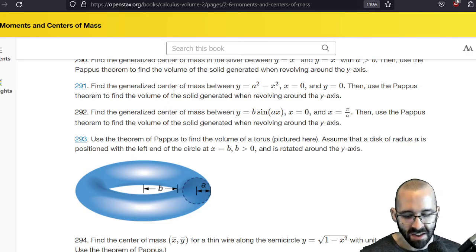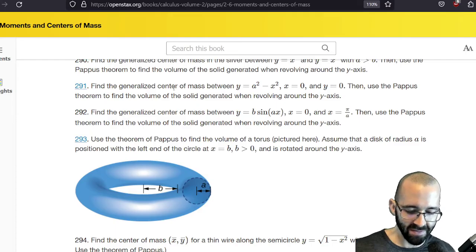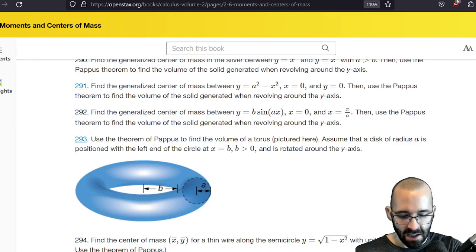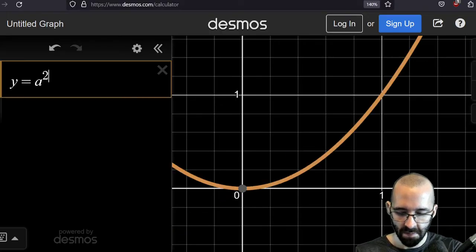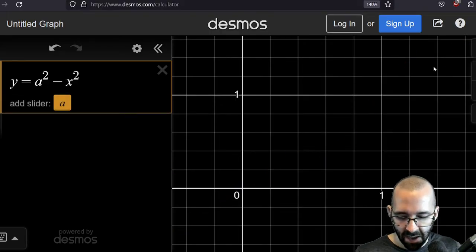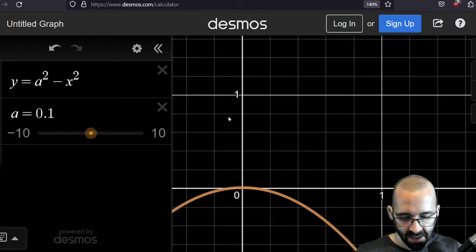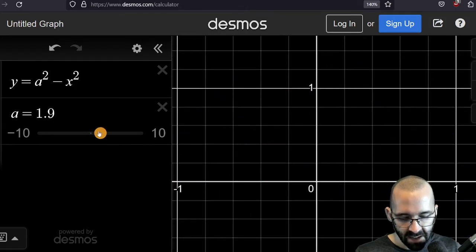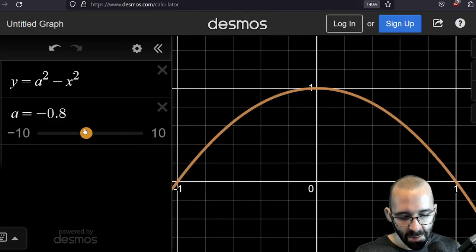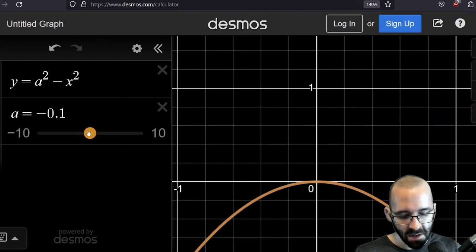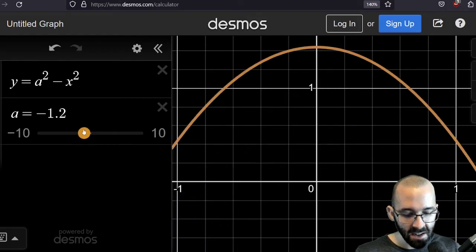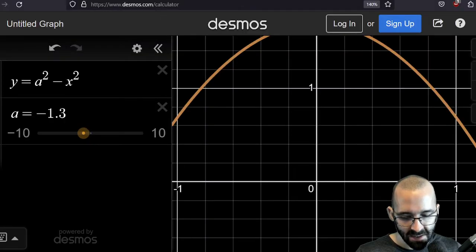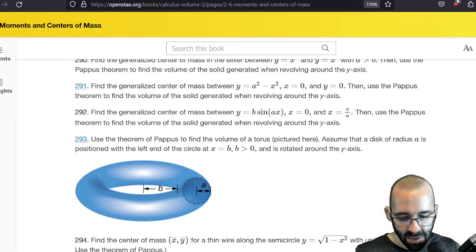And we're skipping that theorem, so just doing that first one. Center of mass between a squared minus x squared. Again, depending on what a is, it'll look different. The idea is it's a parabola, and specifically it's a parabola above. It's always positive because it's a squared. The vertex is always positive. We have symmetry. So no matter what a is, we've got this, and bounded by x equals 0 and y equals 0.